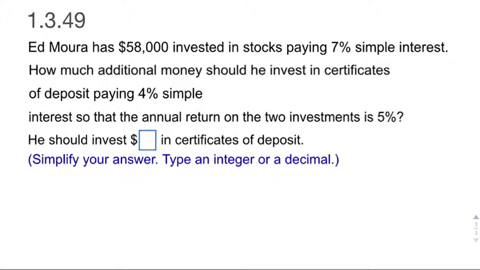It says, Ed Morna has $58,000 to invest in stocks paying 7% simple interest. So his principal, he has $58,000 to invest, in stocks that pay 7% simple interest. How much additional money should he invest in certificates of deposit paying 4% simple interest so that the annual return, so the return on these two investments is 5%? Let's see if we can get this one.